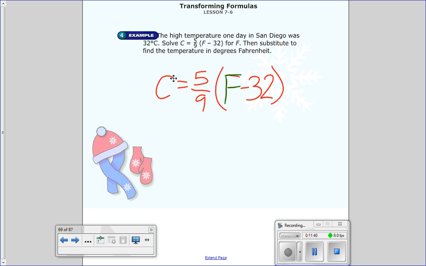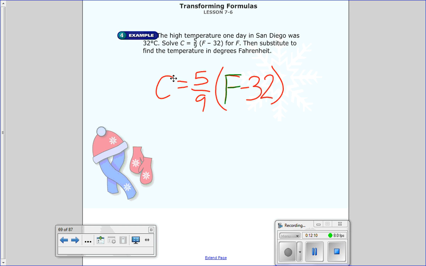Now here, I usually talk about, well, undo addition or subtraction first. But you can't just add 32 to both sides, because right now we have 5/9 times the difference, F minus 32. So that F minus 32 is going to be multiplied by everything here. All right, so first we need to get rid of this 5/9. And there's a couple different ways you could do it. Some people would say, oh, they're multiplying it, so why don't we divide by 5/9? Well, dividing by a fraction is not the most appropriate way to do it.